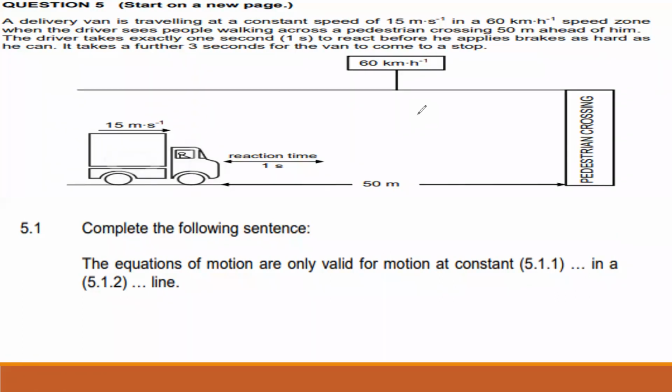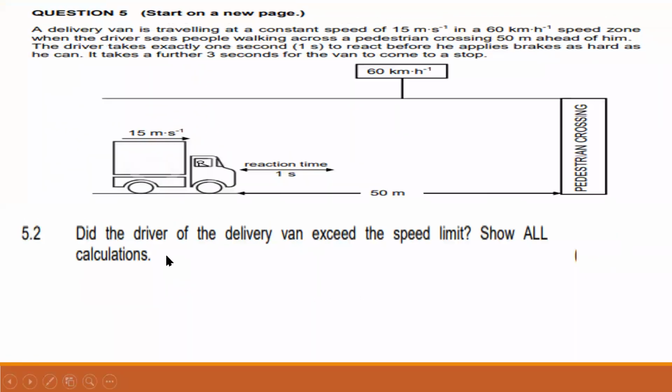Next question, in question 5, let's see what else they ask. Does the driver of the delivery van exceed the speed limit or not? Okay, so the speed limit is 60 kilometers per hour, and our speed is 15 meters per second. For now, we cannot say whether he exceeds the speed limit or not.